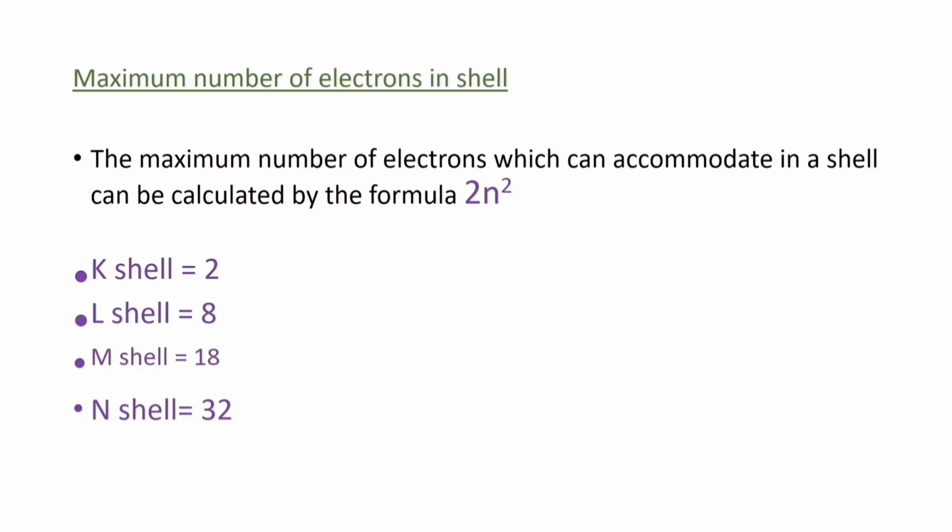The maximum number of electrons which can accommodate in a shell can be calculated by the formula 2n square. By using this, we would be able to know that the K shell can accommodate a maximum of 2 electrons. The maximum number of electrons that an L shell can accommodate is 8 and M shell is 18. A maximum of 32 electrons can be accommodated in N shell.